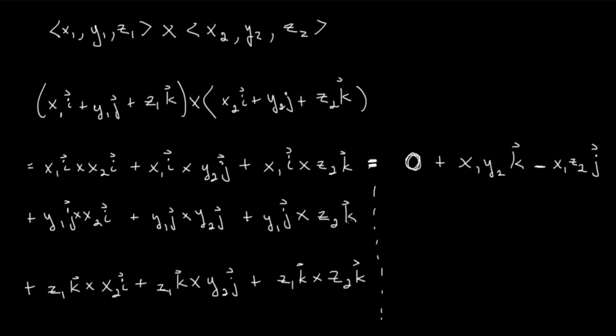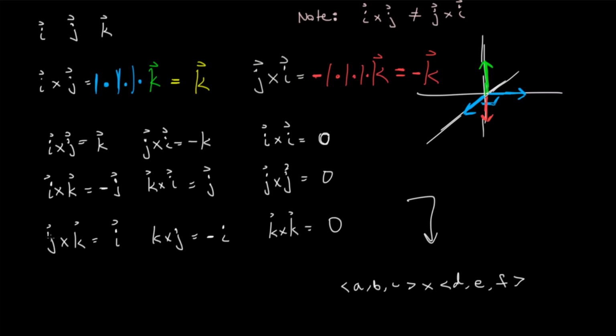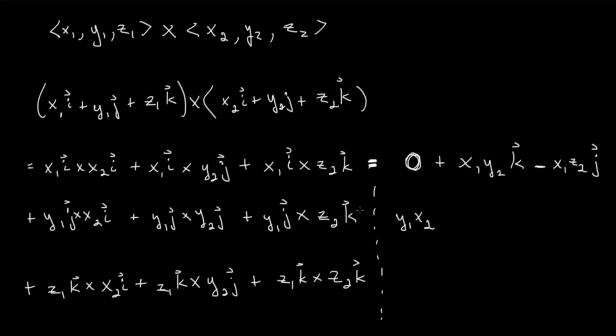y1j cross x2i, that's going to be y1 times x2. That's the magnitude of the first times the magnitude of the second. And then j cross i, order matters. j cross i, where are you? j cross i is negative k. So I'm going to have to put a negative k there. All right, I'm going to keep going. All right, y1j cross y2j, same direction, angle between them 0. The sine of 0 is 0. That's going to be a 0.